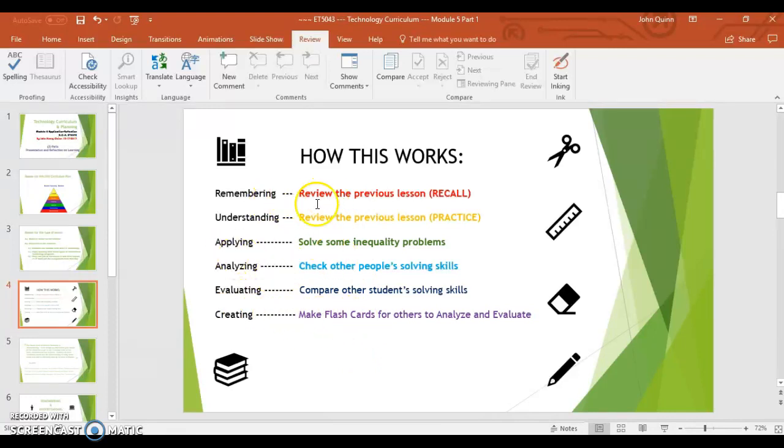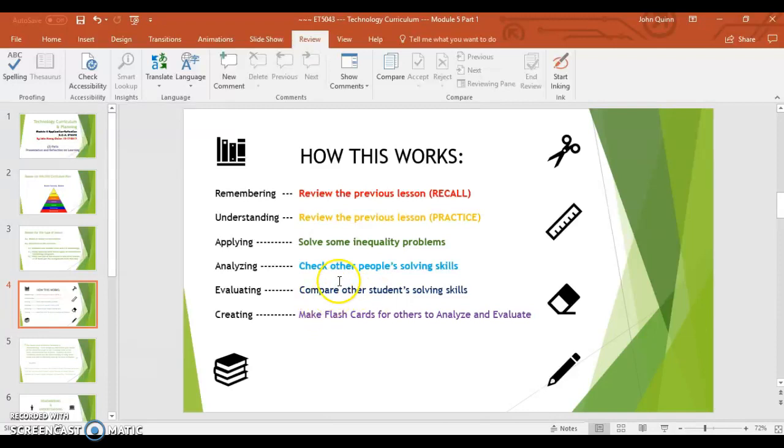So you'd review, solve, then you'd make, and then when you share, other people will check your solving skills by analyzing your work, and then they'll evaluate whether you're right or wrong. If everyone agrees, you're probably right. If there are different people that disagree, you're going to have the teacher come over and straighten you guys out.